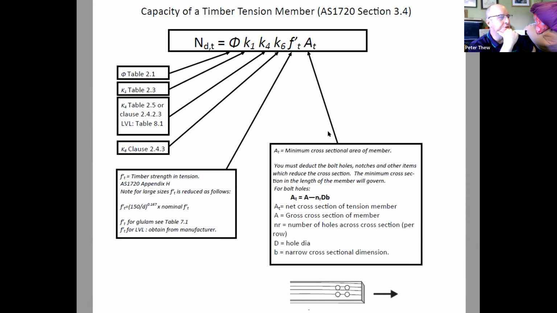You'll find in timber design that tension is almost never a governing factor, because it's really hard to design a joint to get enough tension into your timber member that it's going to break. It's normally about that joint going to break first. If you have a tension, it's just easier to put a steel rod in rather than try and do it with timber. So tension's almost always about the connections, so you almost never use this equation here.